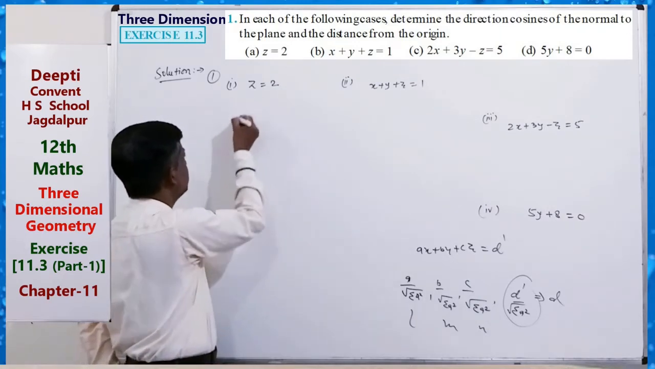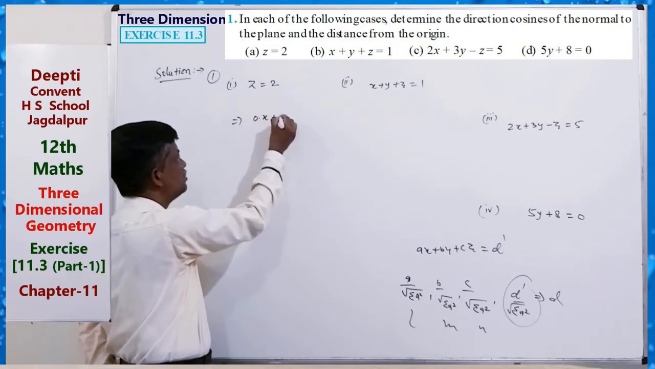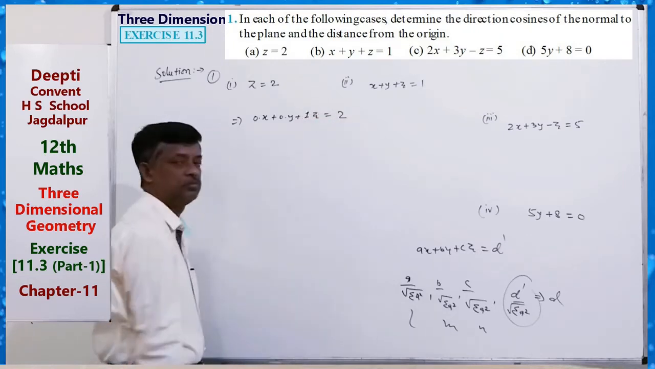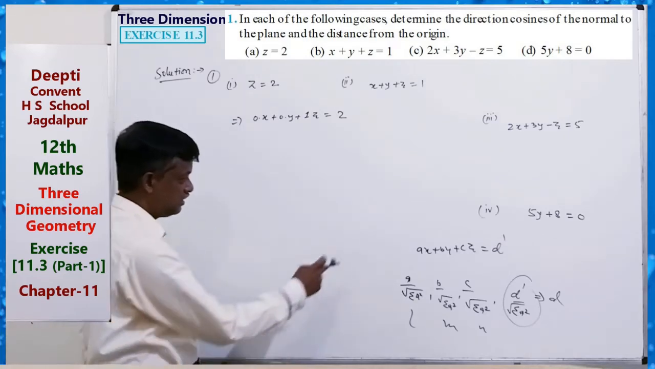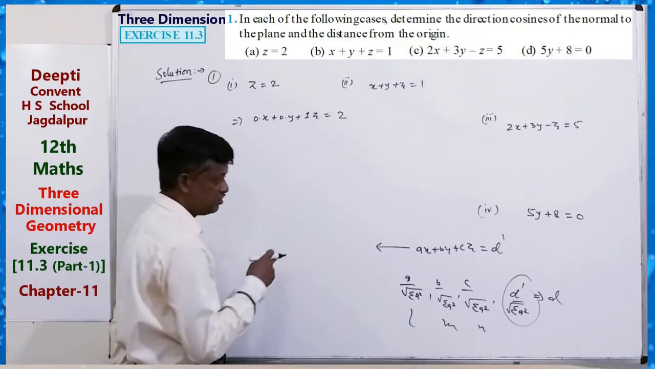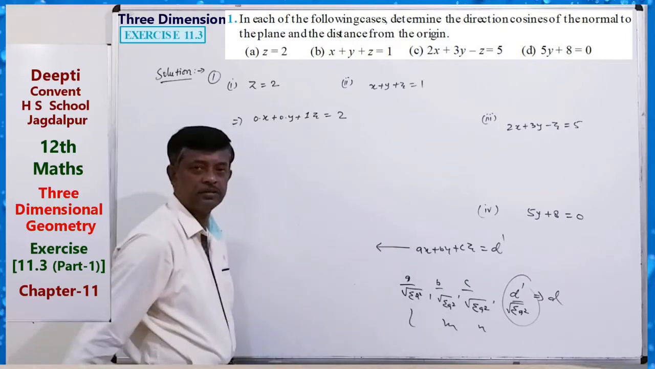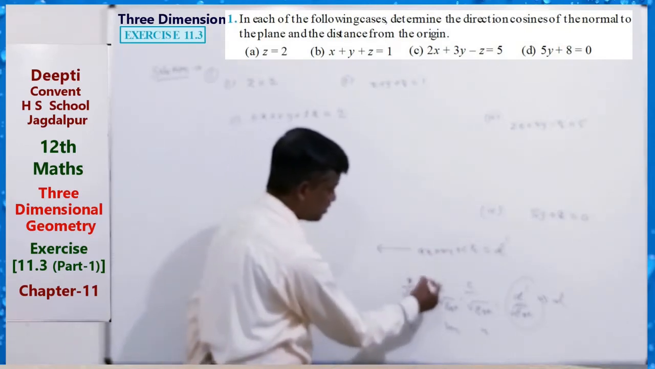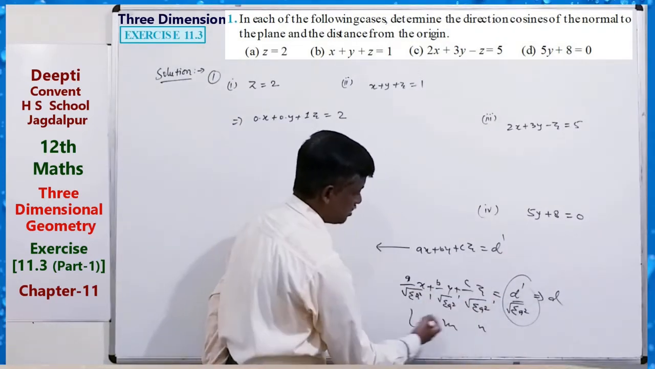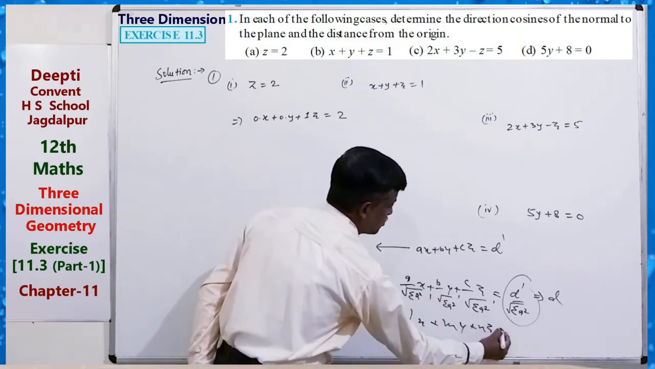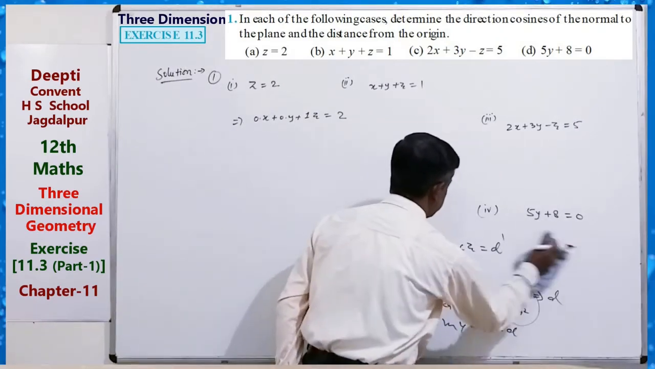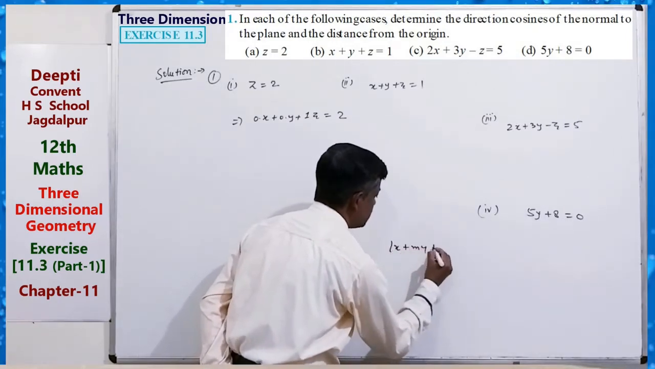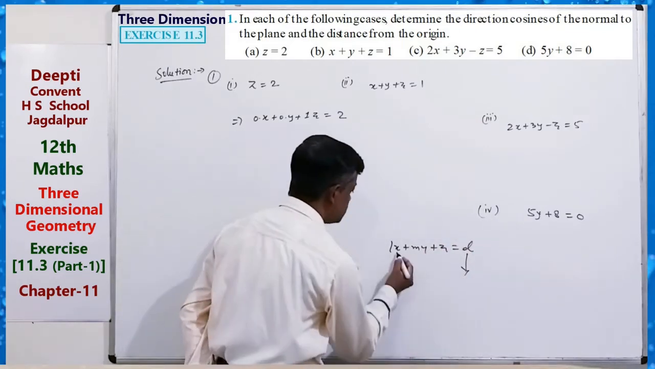So here it can be written as 0 into x plus 0 into y plus 1 into z equals 2. This can be transferred to normal form by dividing by root over a square plus b square plus c square. So it becomes lx plus my plus nz equals d. If we convert the equation in this form, then d is the perpendicular distance from the origin, and l, m, n are the direction cosines.